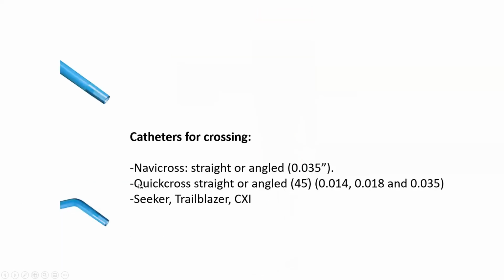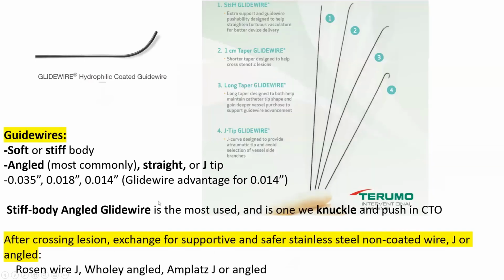Okay. Those are the catheters for crossing. Those are some names and some examples. They can come in straight and angled. Navicross by Terumo is typically the most classic angled crossing catheter.